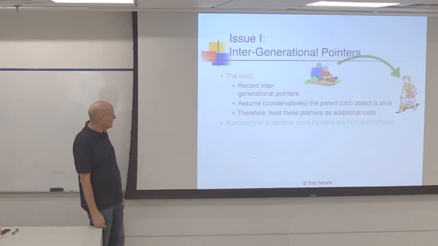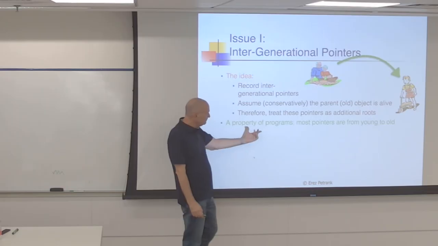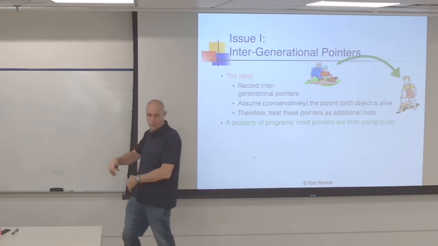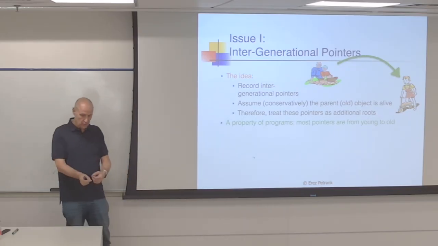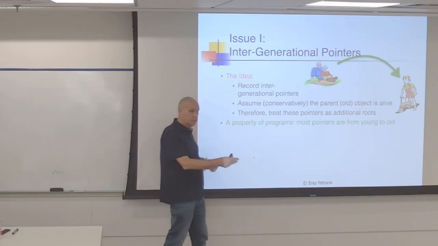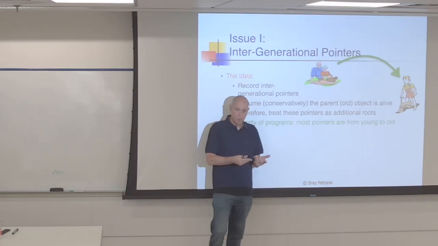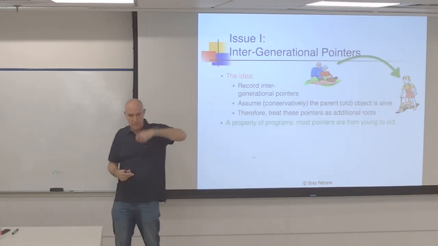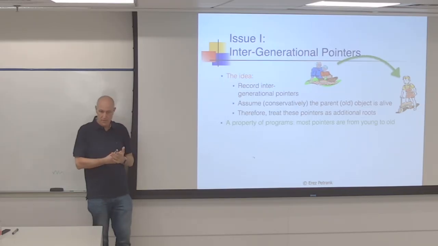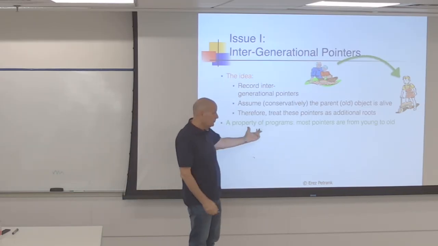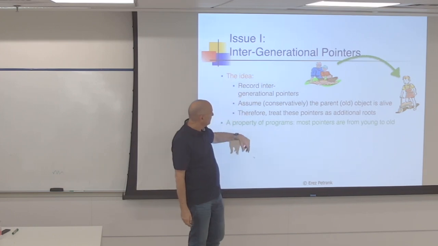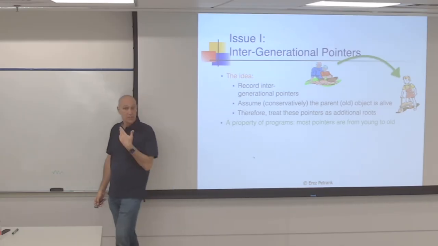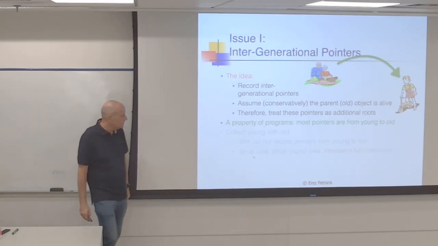There is another property of programs: most pointers are from young to old, because we allocate things in the young generation and we start installing pointers in the new objects. Most of the pointers are from young to old. We seldom go to the old generation and start installing pointers to the young generation. This is good for us because we are going to record pointers from old to young, and there will not be a lot of those.